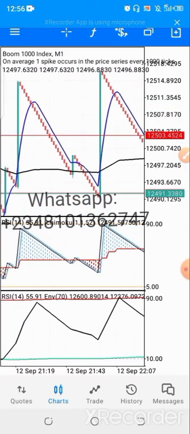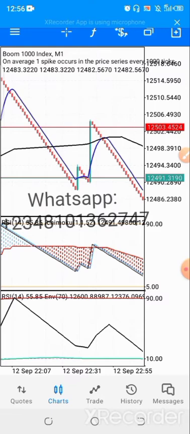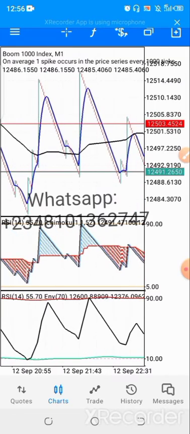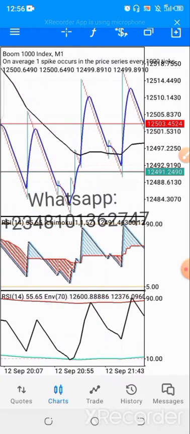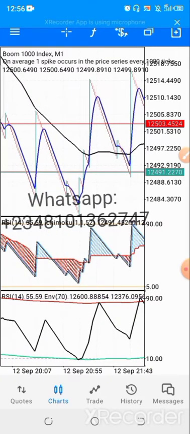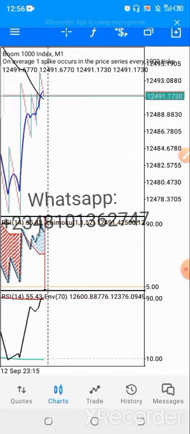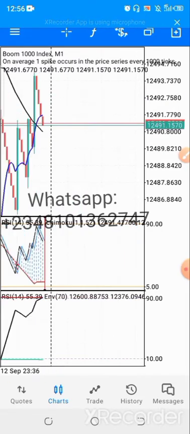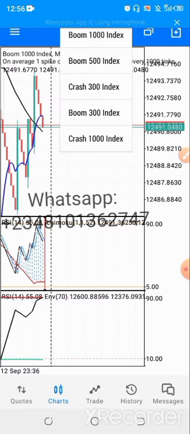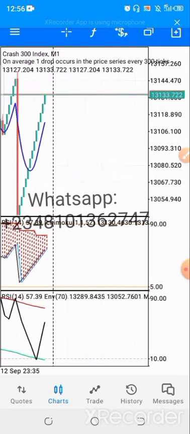And I've also showed how to trade using the moving average 100 before now. That is trading with moving average 100 on your main chart. I've also done that before, so you can go back to the previous videos and try to watch them. So let's see Crash 300 and let's see what is happening.